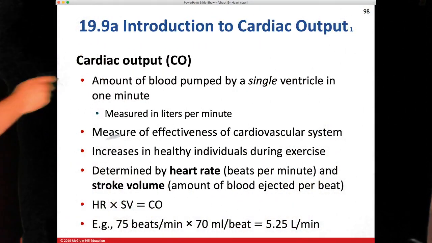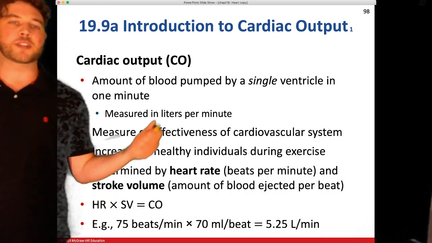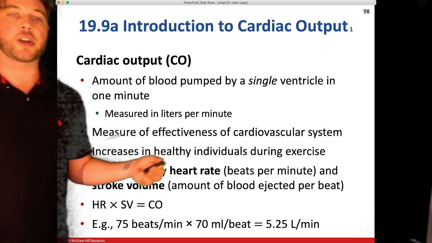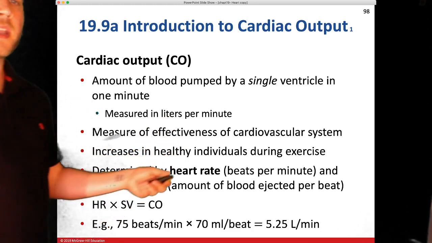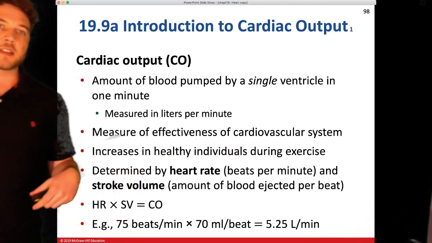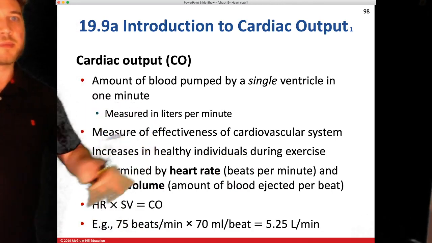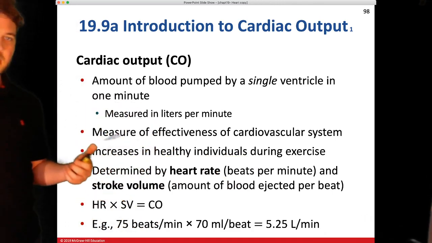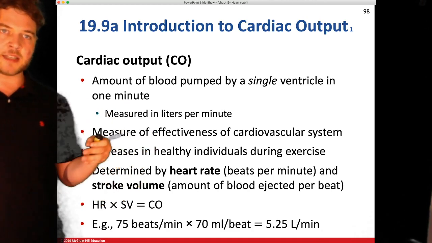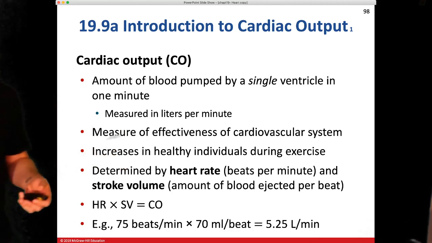Amount of blood pumped by a single ventricle in 1 minute. It's measured in liters per minute, and it's a measure of the effectiveness of the cardiovascular system. It increases in healthy individuals during exercise. That's why you hear athletes say, oh yeah, my resting heart rate's 45 beats per minute. Probably not. But they have a more effective heart, so it can pump fewer times and be just as effective, and still deliver adequate perfusion.